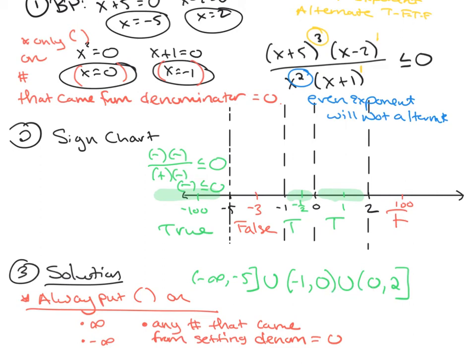So there's our answer. Negative infinity to negative 5 with a bracket at negative 5. Negative 1 to 0 with parentheses on both. And 0 to 2 with a parenthesis on 0 and a bracket on 2.